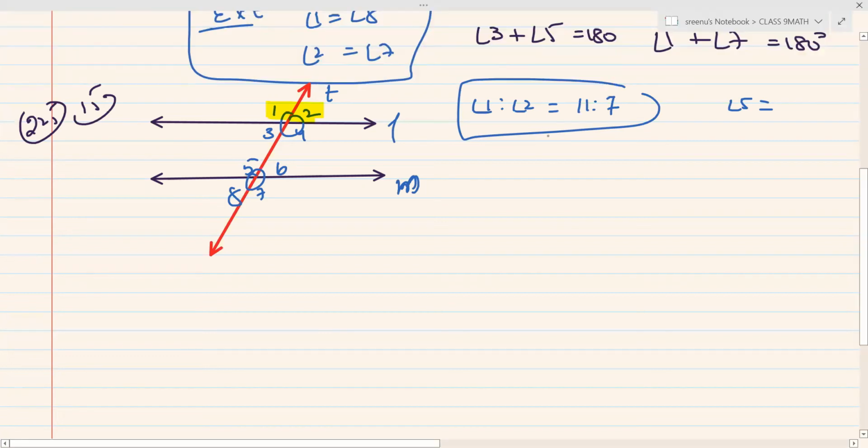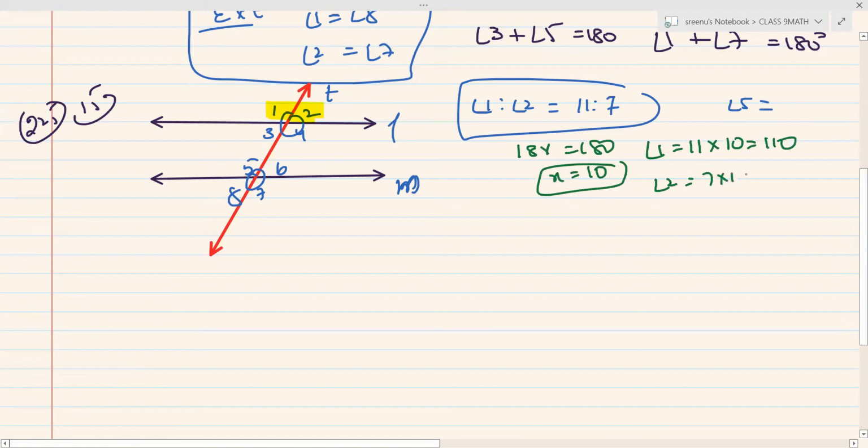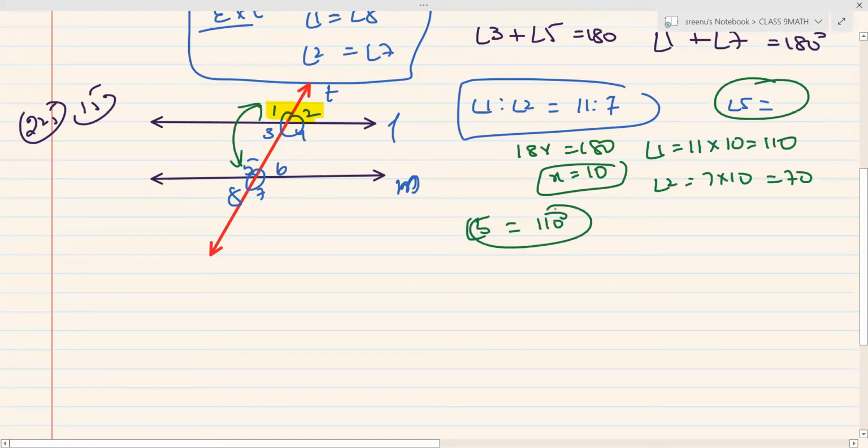11x plus 7x is 18x, equal to 180. X you will get 10. And angle 1 is 11 into 10, 110 degrees. Angle 2 is 7 into 10, 70. But what was asked here? Angle 5, sir. What is the relation between 1 and 5? Corresponding angles. Okay, so angle 5 is equal to 110. Now let's come back again.